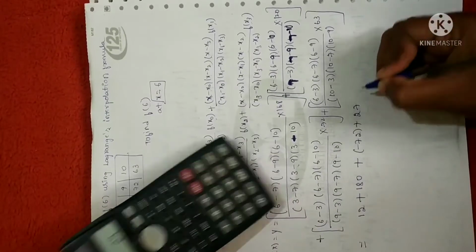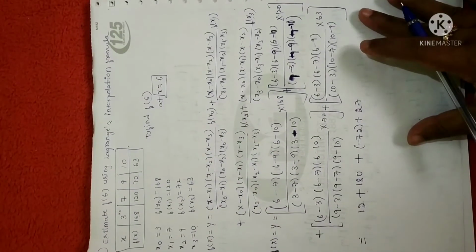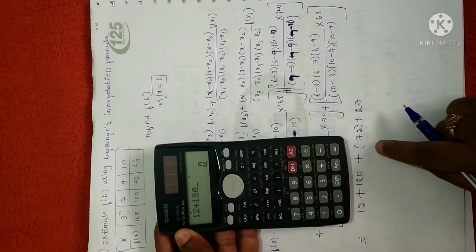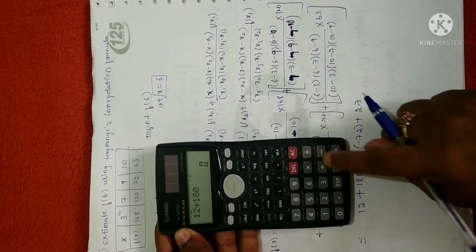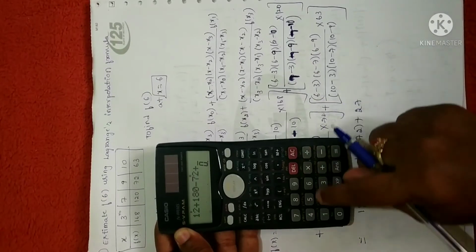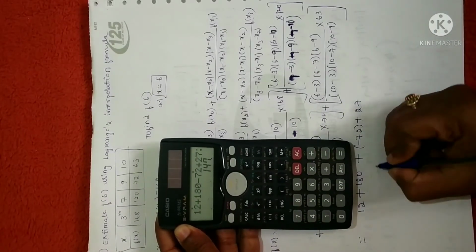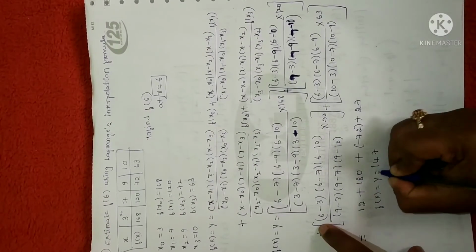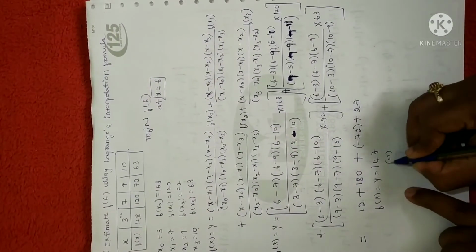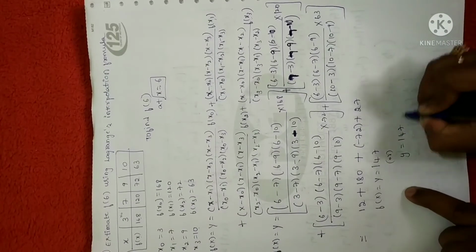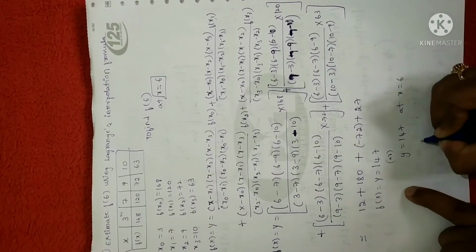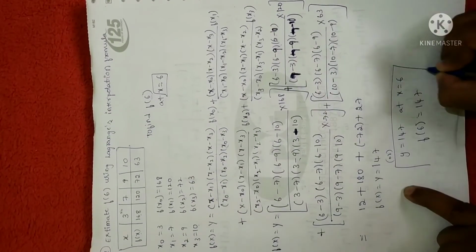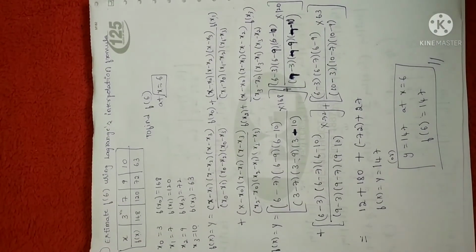Hope using the calculator is clear, right? Now let me simplify this. So you will get 12 plus 180 minus, plus into minus is minus, so you will get minus 72 plus 27. So the answer is 147. That is the value of the function f of x is equal to y is equal to 147. Or you have to write properly, y is equal to 147 at x is equal to 6, or f of 6 value is 147. So this is the required solution for this problem.